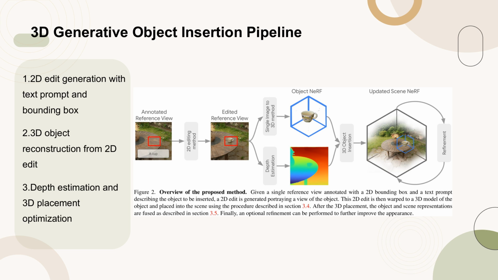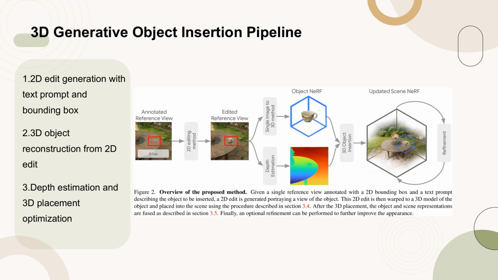The process begins with a single reference view of the scene, annotated with a 2D bounding box and a text prompt describing the object to be inserted. A 2D edit is then generated, showing the object in the specified location. This 2D edit is subsequently transformed into a 3D model of the object.